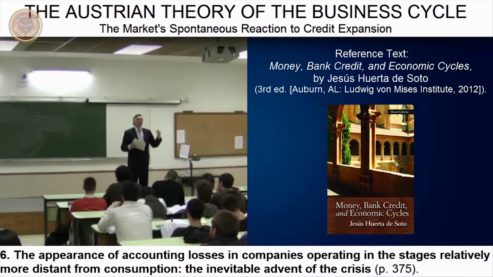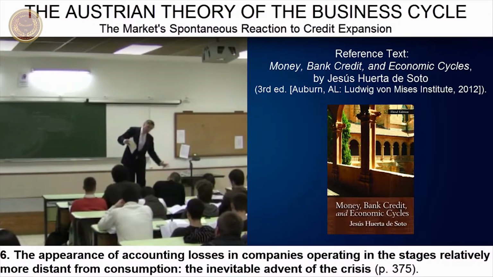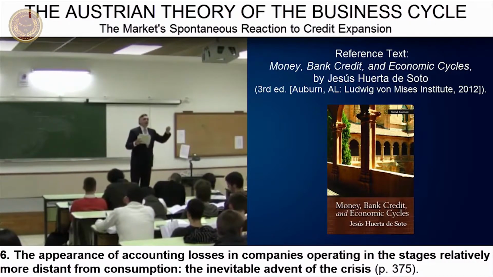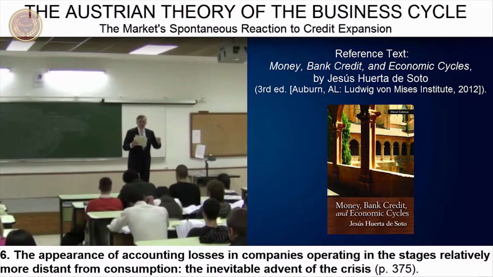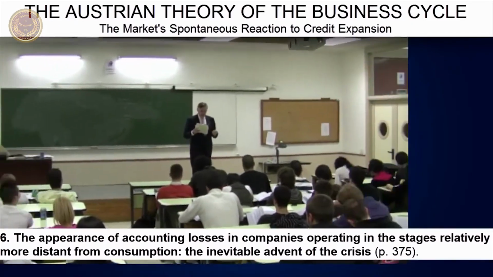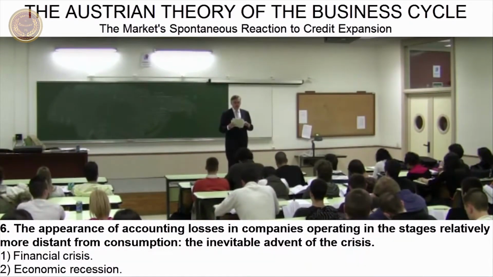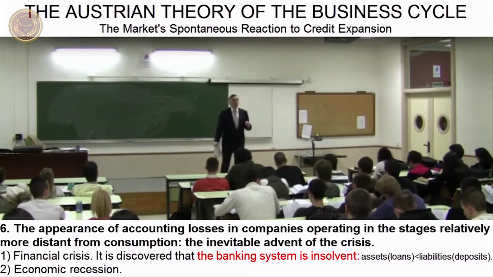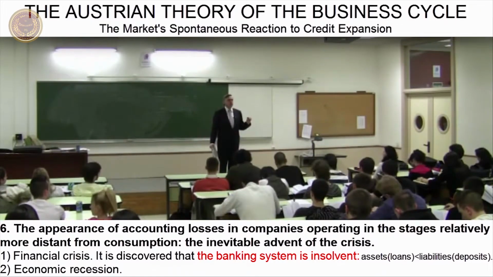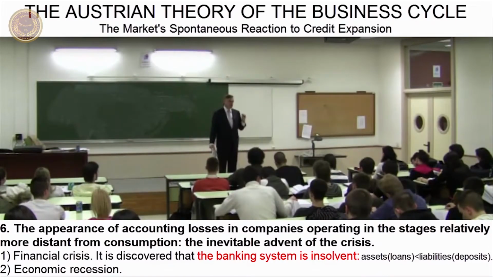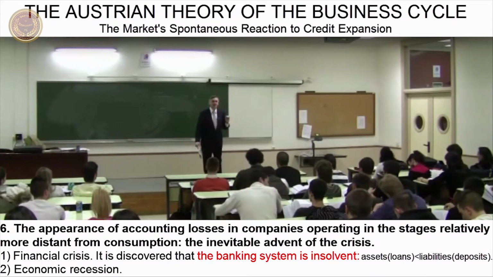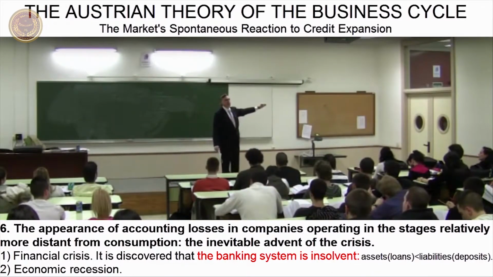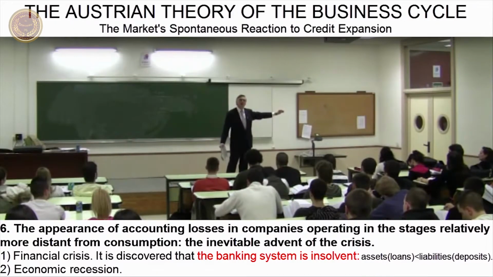Last, we come to the sixth effect, which is a combination of all the previous ones. Inevitably, heavy accounting losses end up appearing in the stages relatively more distant from consumption. Dear students, that is when the financial crisis hits, followed by an economic recession. It was the banks that granted the loans, and the value of the loans lies in the bank's assets. Now the market discovers that the vast majority of those investment projects are unviable and were undertaken in error. They are not generating profits. Therefore, banks' assets drop in value to a fraction of their former worth.